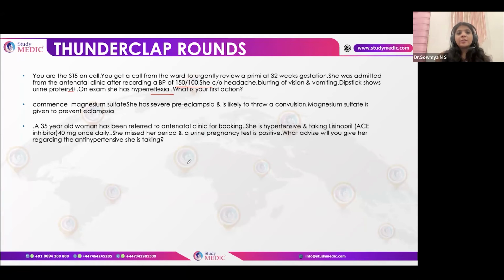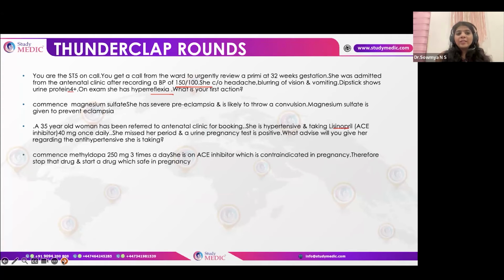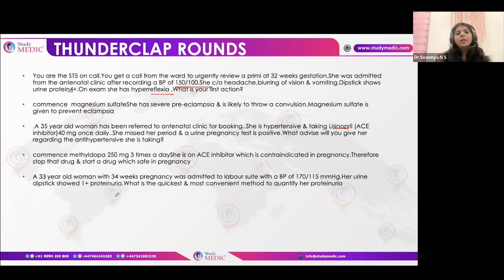The next one is she is here for booking, hypertensive, taking lisinopril, an ACE inhibitor, and urinary pregnancy test is positive. What is the advice? Obviously, you have to stop the ACE inhibitor because it has problems. It can cause congenital anomalies for the baby like kidney problems. So you have to stop and start her on safer antihypertensives. The next one. Quickest and most convenient method to quantify her proteinuria, spot PCR. We know that once spot PCR is there, then no need to go for 24 hours.